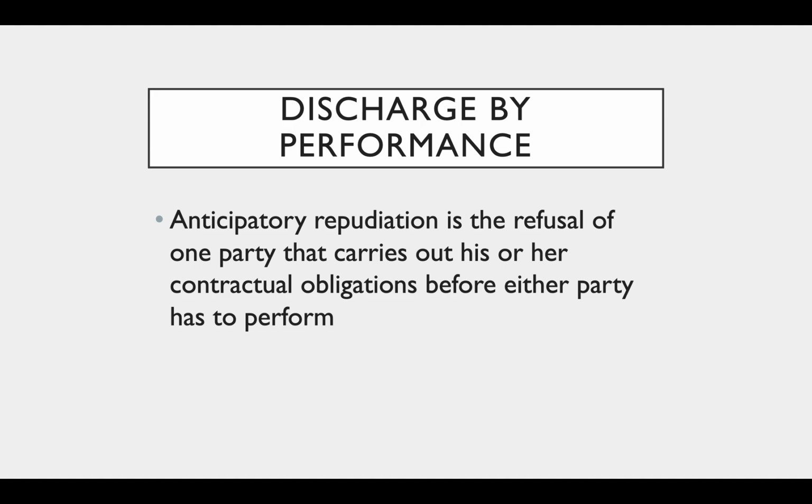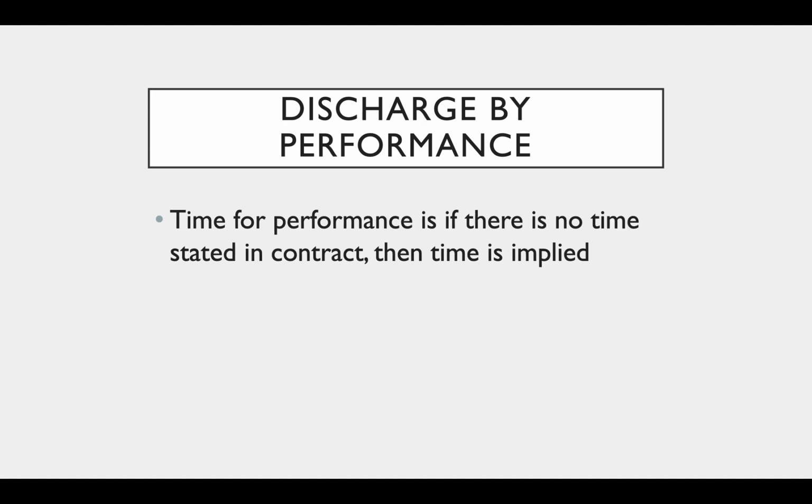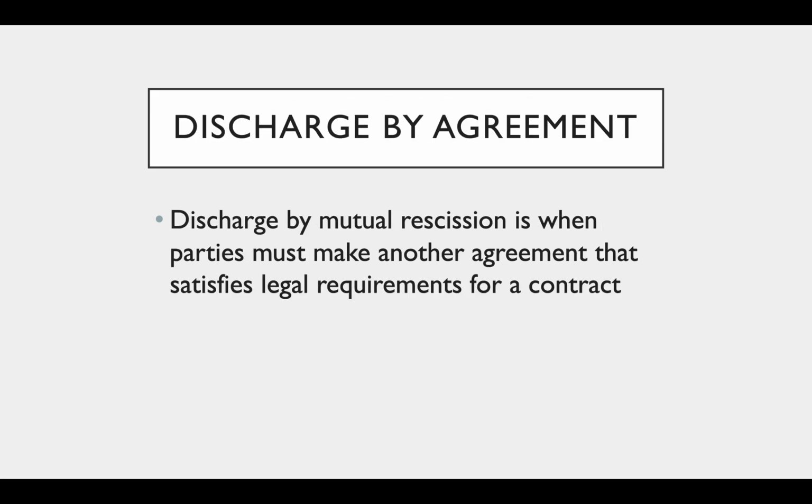Anticipatory repudiation is the refusal of one party to carry out his or her contractual obligations before either party has to perform. Time for performance: if there is no time stated in the contract, then a reasonable time is implied. Discharge by agreement is another part of the chapter. Discharge by mutual rescission is when parties must make another agreement that satisfies legal requirements for a contract.